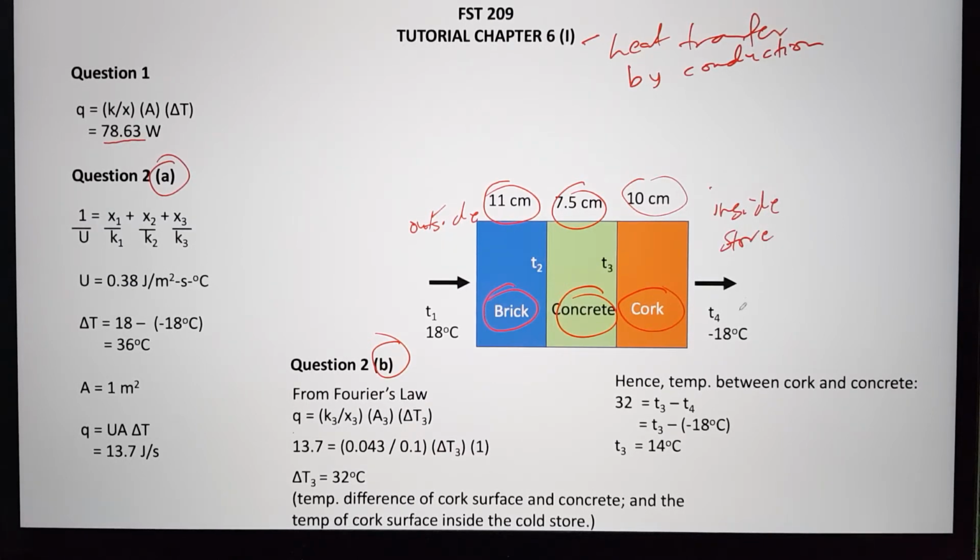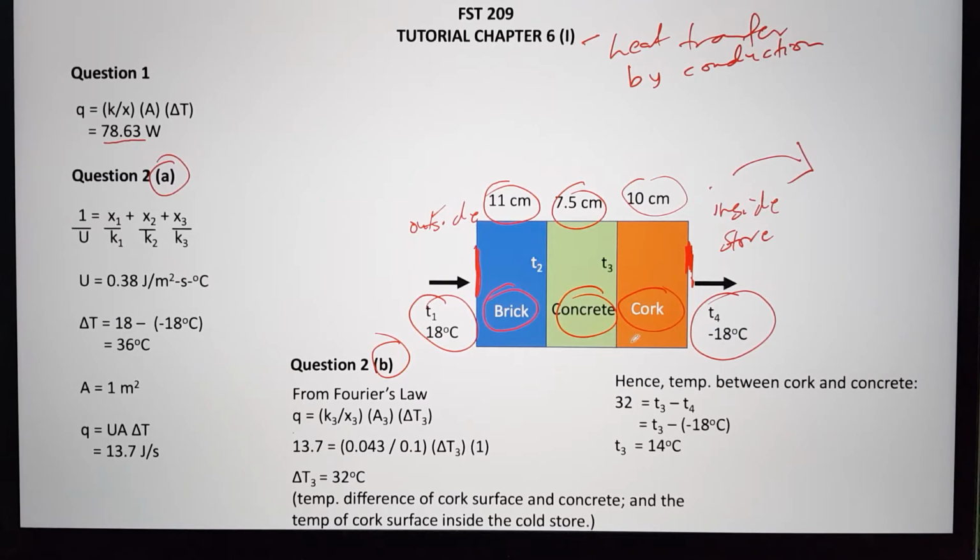So the mean temperature inside the store is maintained at negative 18 degrees Celsius, and the mean temperature of the outside surface of the wall is 18 degrees Celsius. When we talk about the surface, normally when we measure the temperature, we measure it on the surface of the wall over here. So at the outside also we are measuring at the surface of the wall, not on the other part. Normally it will be on the surface of the wall.